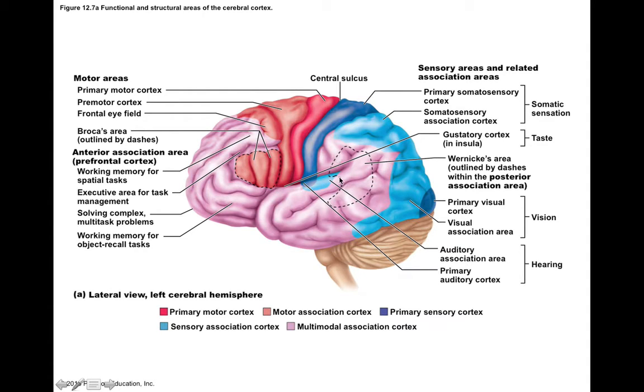Now the Wernicke's area is back here. It's a completely separate region, and this is found on the border of the temporal and parietal lobes. Wernicke's is part of the posterior association area, but this one is involved with understanding written and spoken words. It's interesting how these functions are separate.